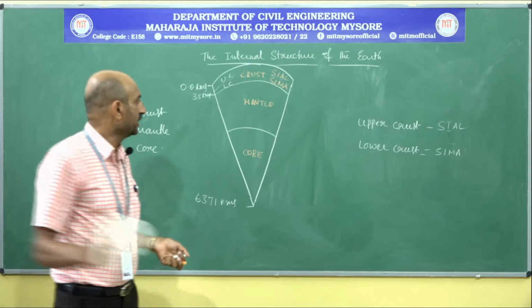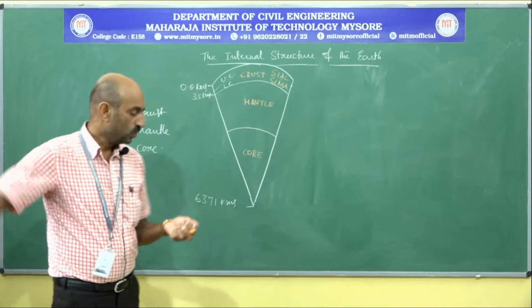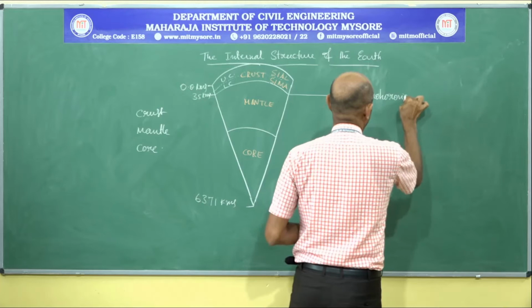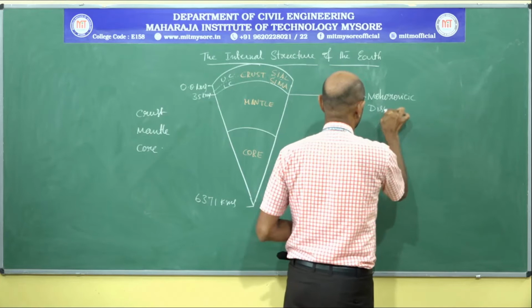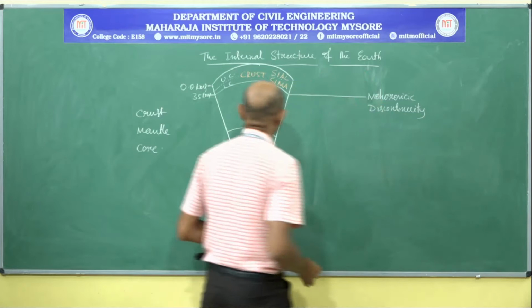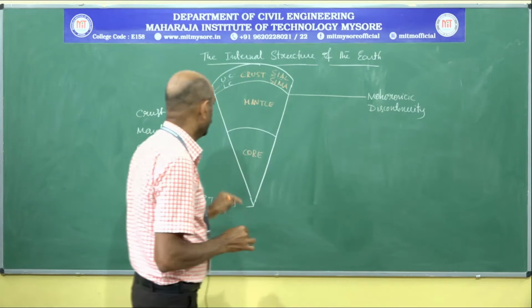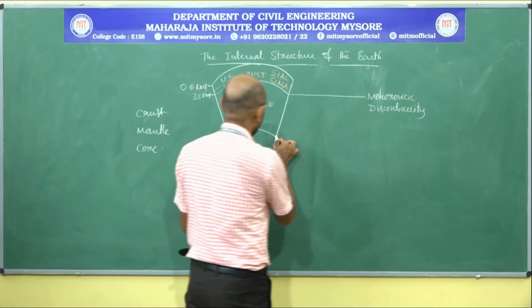There is a discontinuity which is called the Mohorovicic discontinuity. Here, the layer which separates crust and mantle is called the Mohorovicic discontinuity. Here, the layer which separates mantle and core is called the Gutenberg discontinuity.